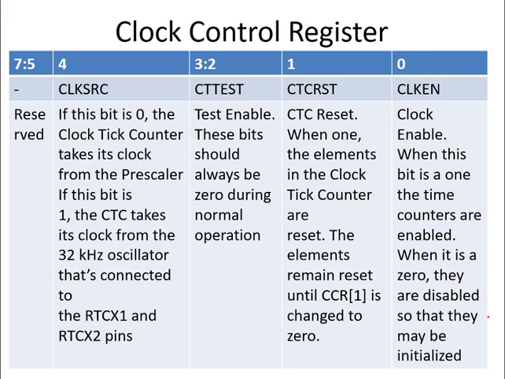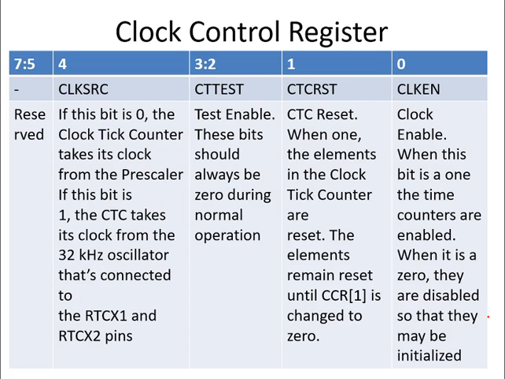So always remember the typical number 32768. This is the clock frequency for the RTC. By default, this frequency is used. Then the second one is the clock control register. Bit number 0 is clock enable. When this bit is 1, the time counters are enabled. When it is 0, they are disabled so that they may be initialized. So initially you have to disable it, initialize it, and then enable it.